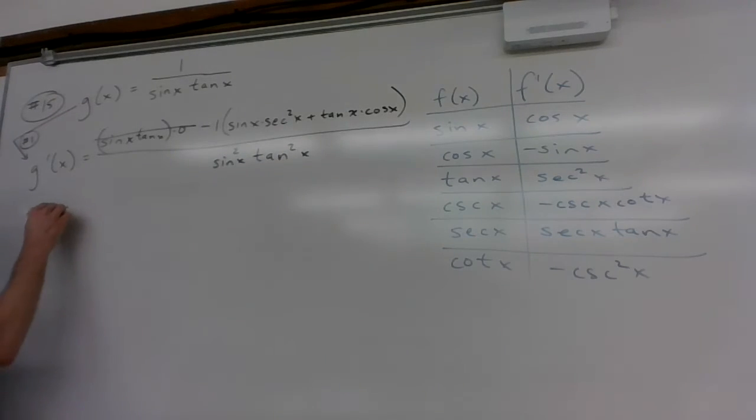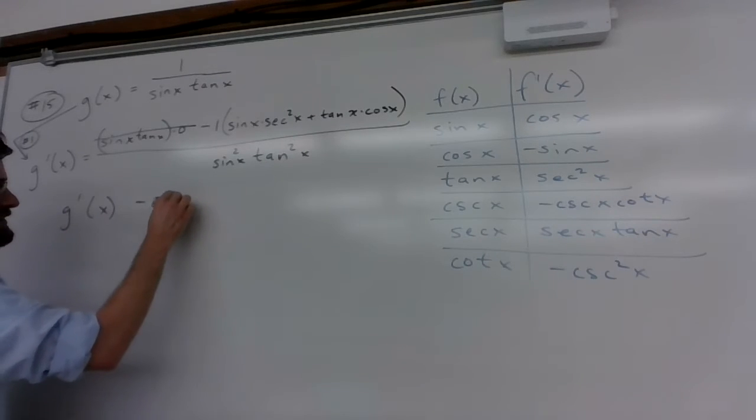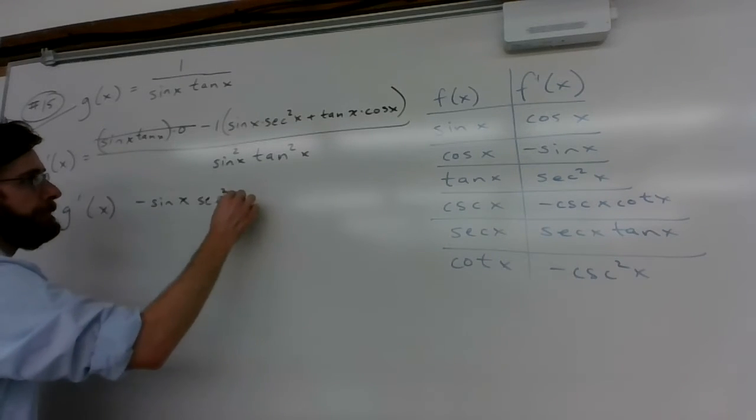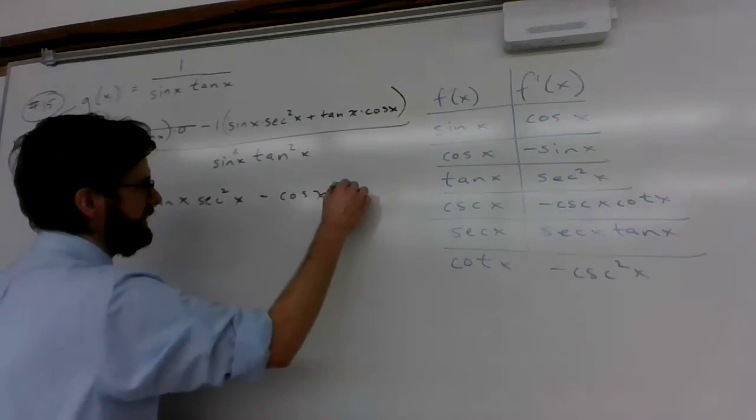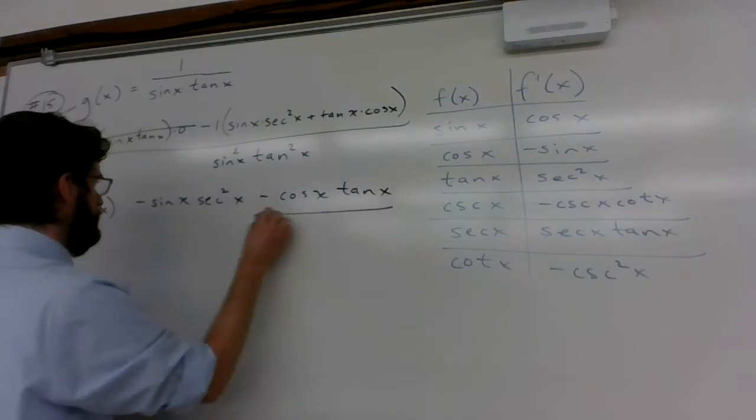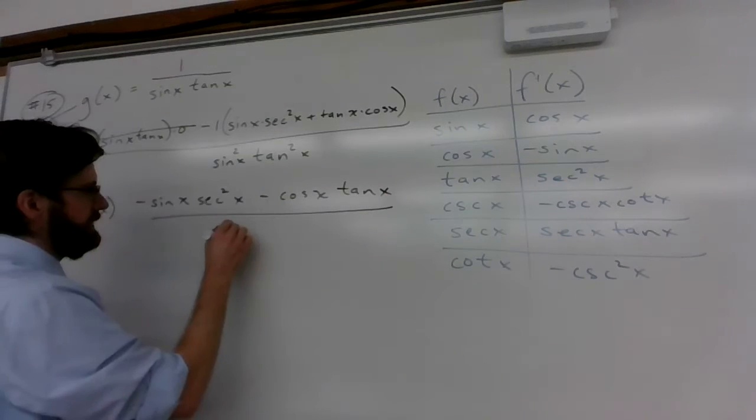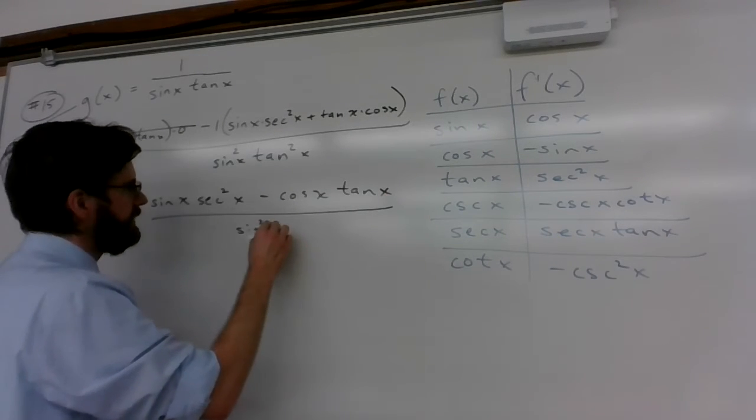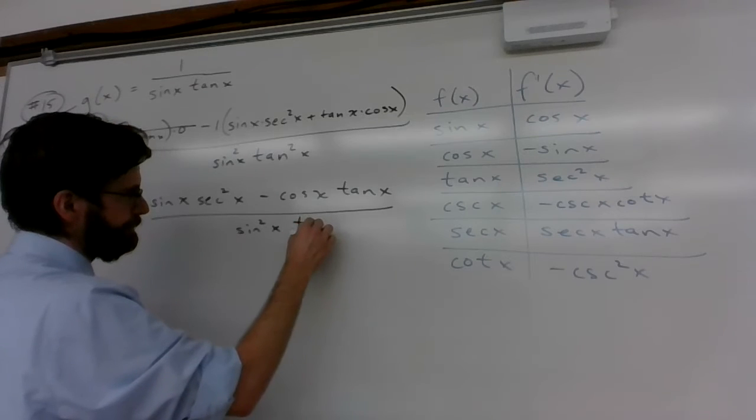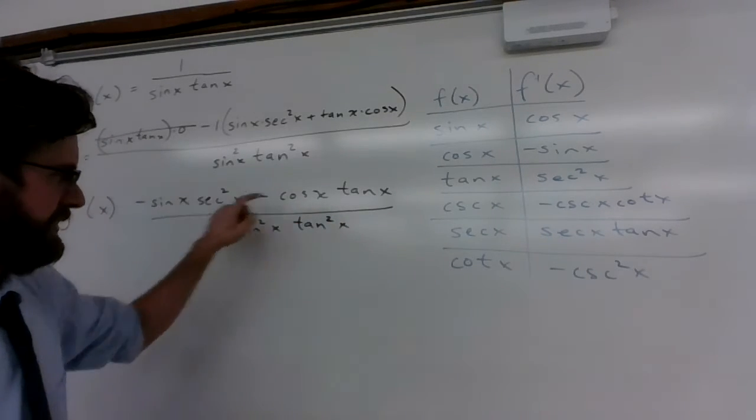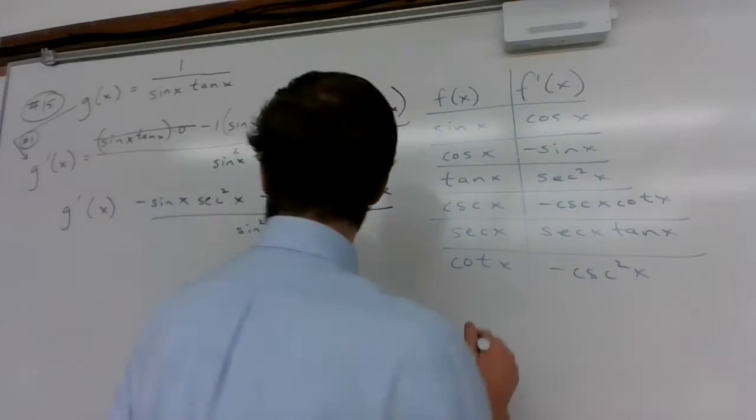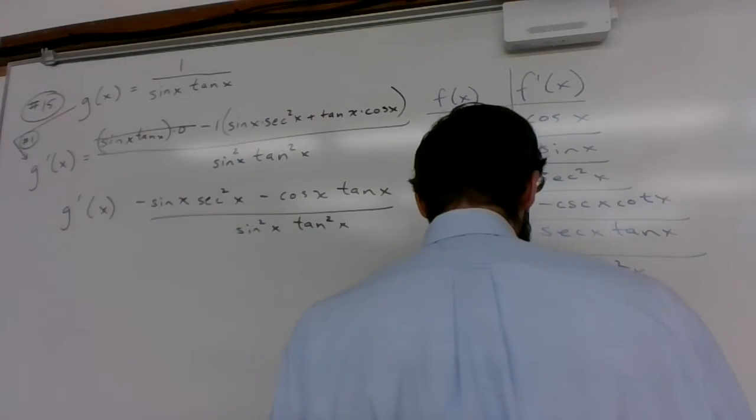All right, what does that give us? Well, it gives us negative sine of x secant squared of x minus cosine of x tangent of x, all over sine squared, tan squared. I'm just curious what this looks like here, so I'm going to do a little off to the side calculation.